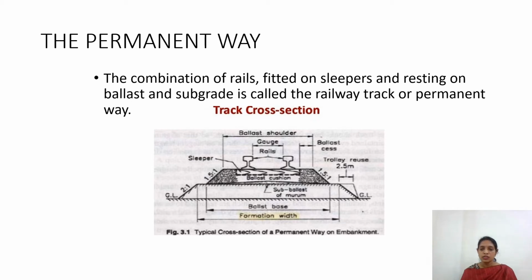Then gauge. Here it is written gauge. Gauge means the inner to inner distance between the two rails. Then this is called the ballast shoulder. Ballast maintains some slope here. The bottom width of the ballast is called the ballast base, and the top layer of the ballast is called the ballast shoulder.